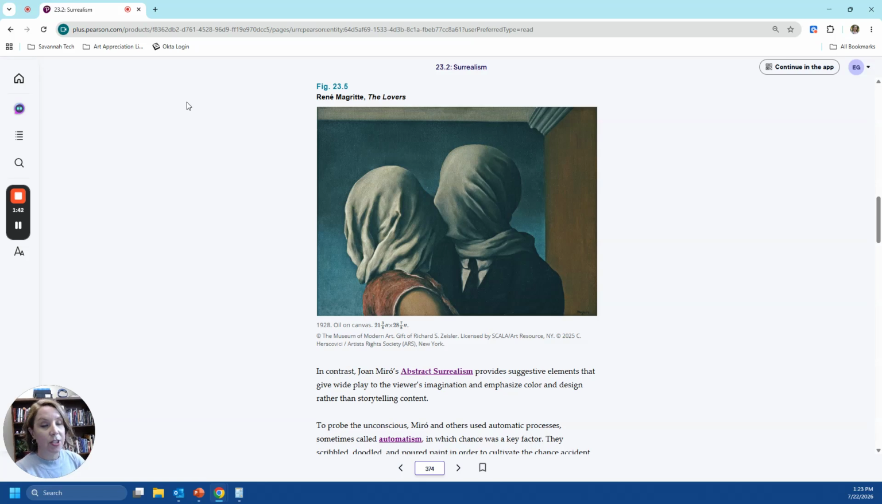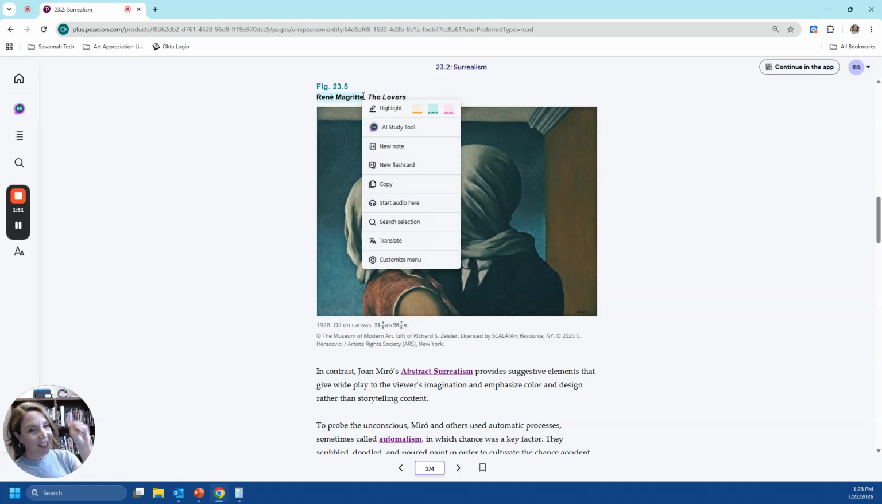So a test question that reads, who is the artist of this work of art? The answer would be René Magritte. By the way, in case you write about this artist, that is a man's name. René Magritte is actually a man's name.